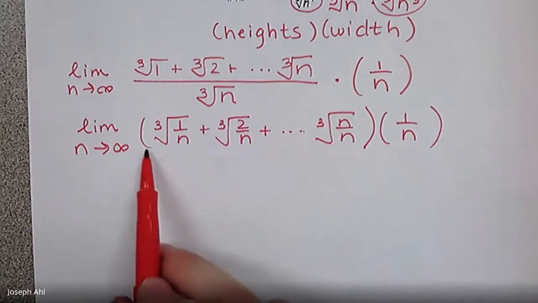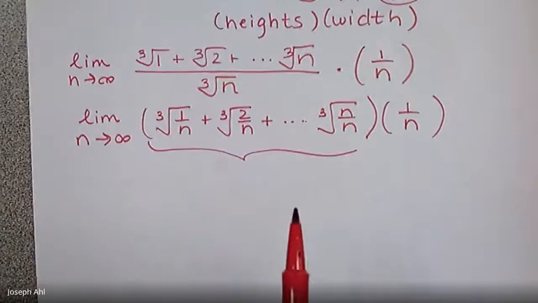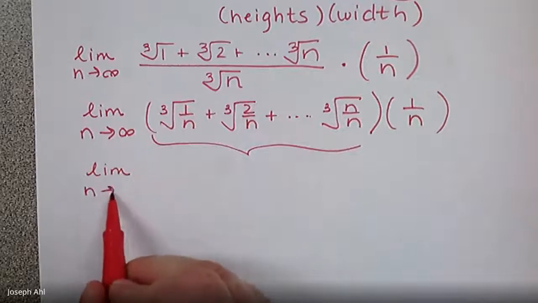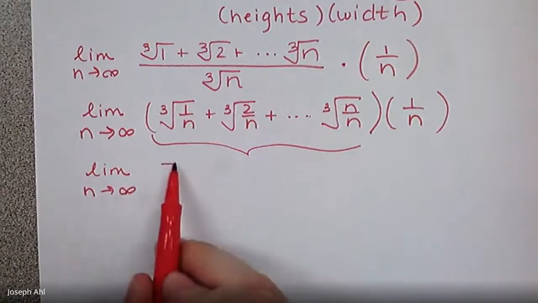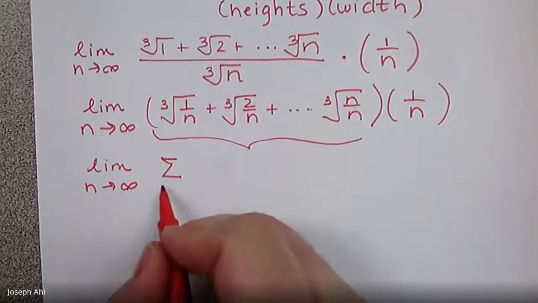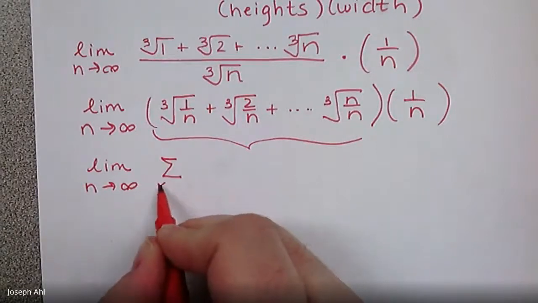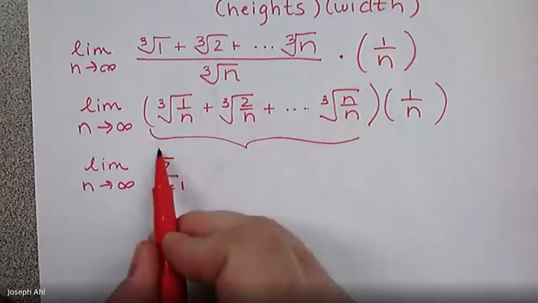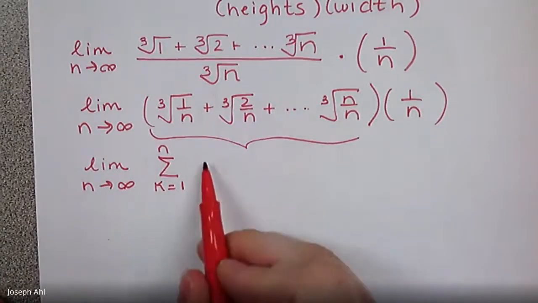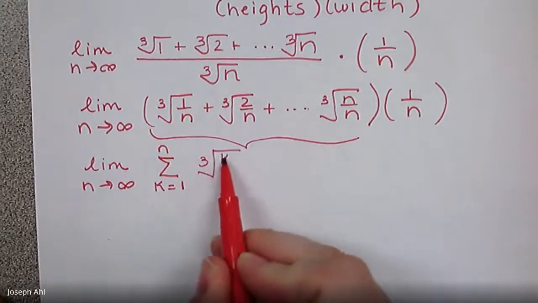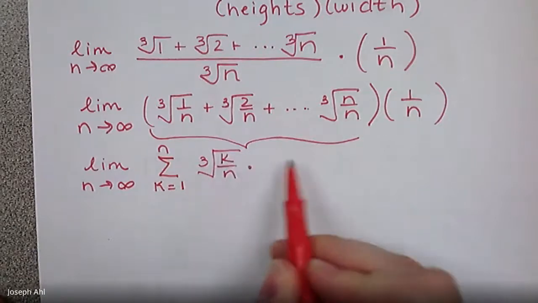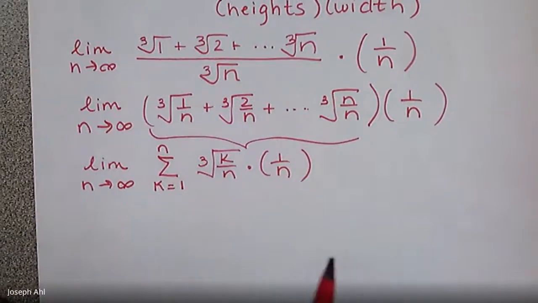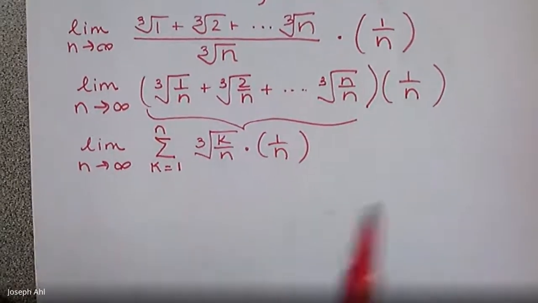We're going to bring all this into a summation, the limit as n goes to infinity of the sum from, I'm going to use the variable k, from k equals 1 until I get to the last term where the numerator is n, of the cube root of k over n times 1 over n.